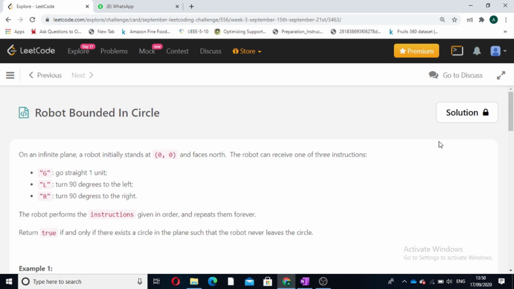Today's question is robot bounded in a circle. In this question, we are given an infinite plane and a robot is standing on that plane. A robot is initially placed at 0, 0 and he is facing north side.